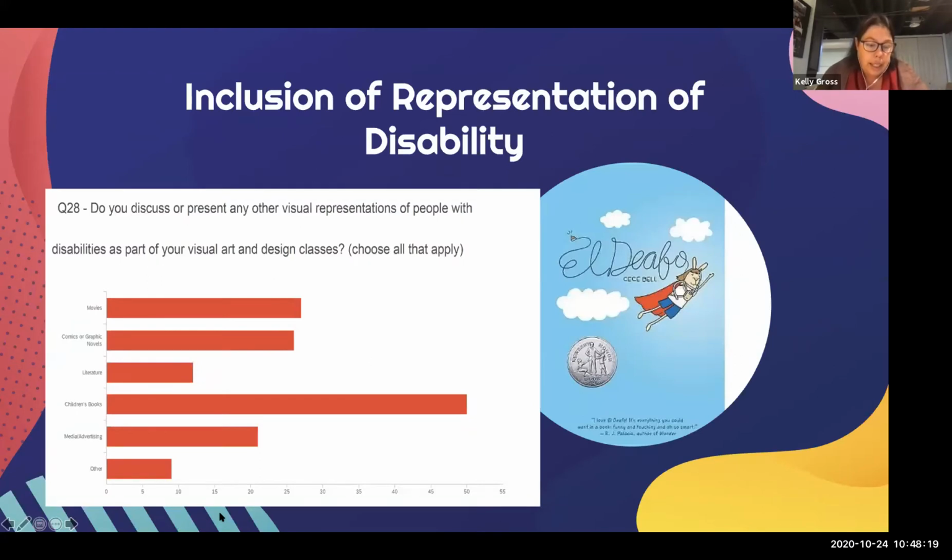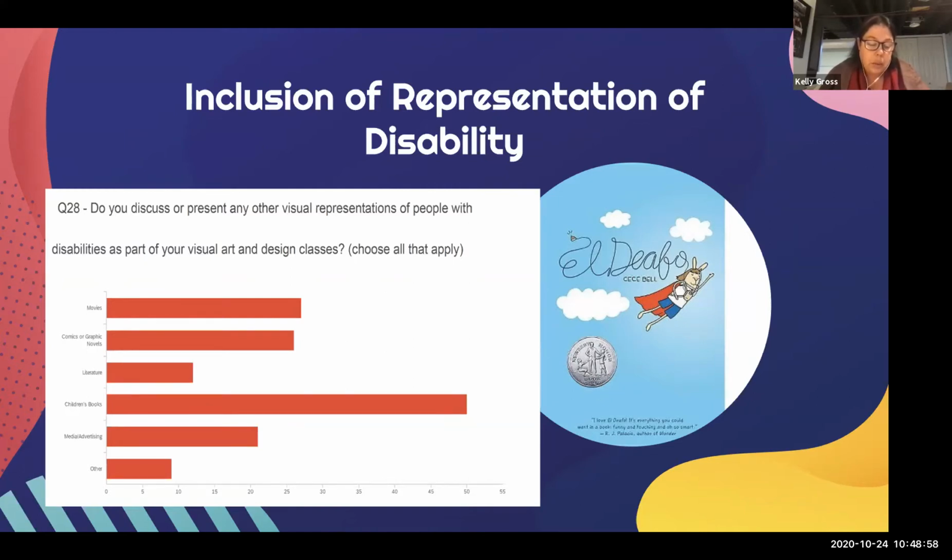When visual art and design educators were asked to consider how often they include artists and designers with disabilities as part of their curriculum, 129 participants responded. The respondents chose never at 17.83%, some of the time at 58.91%, about half the time at 16.28%, most of the time at 3.88%, and always at 3.10%. Teachers also identified additional means they use to include representations of disability as part of their curriculum.